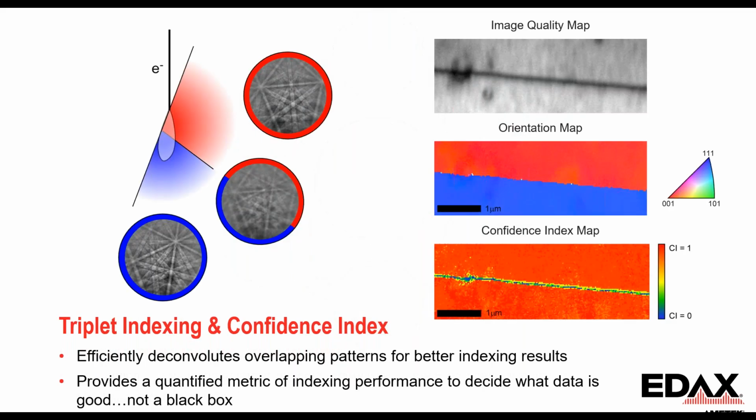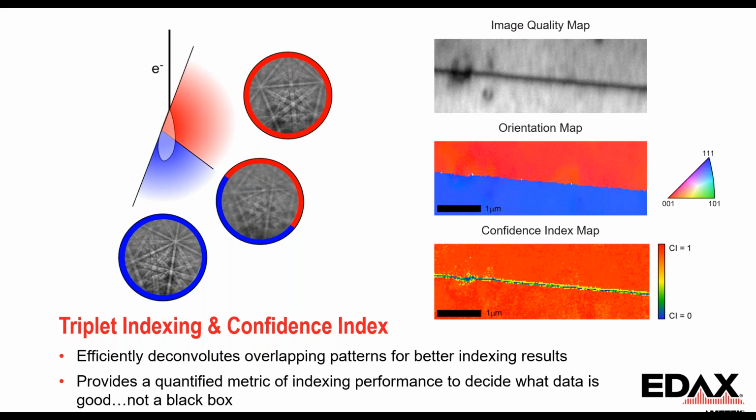So again, the base of our indexing is all based on our triplet indexing, our confidence index. This is just an example on the left of why we do this. It shows near a grain boundary that we have a red grain on top here, we have a blue grain on the bottom. When we're near a grain boundary, we can see these patterns can start to overlap. And what we want to do is be able to deconvolute that solution.